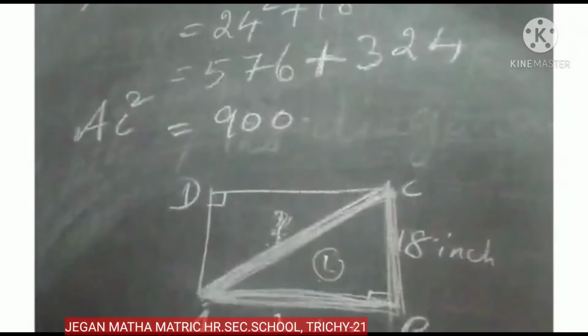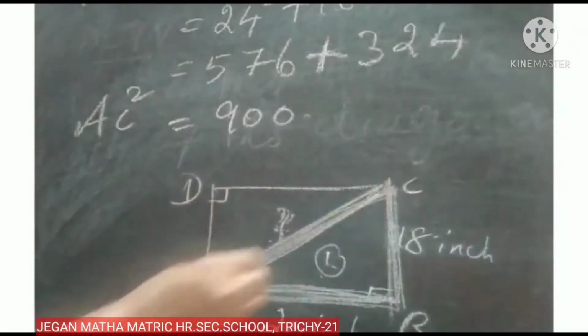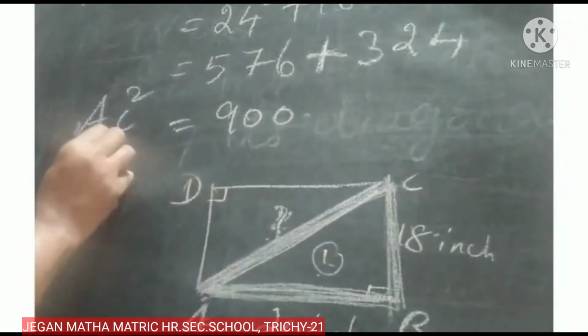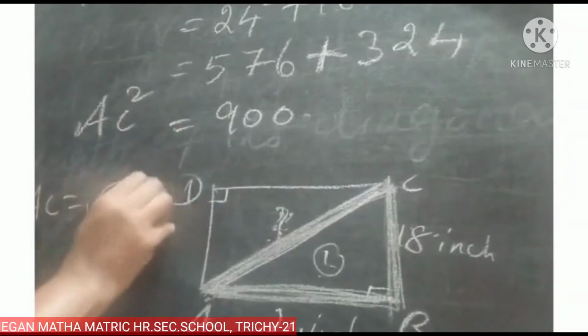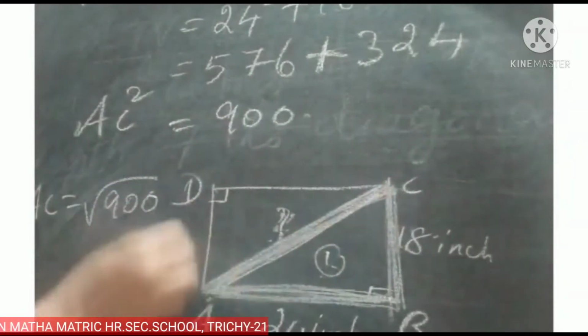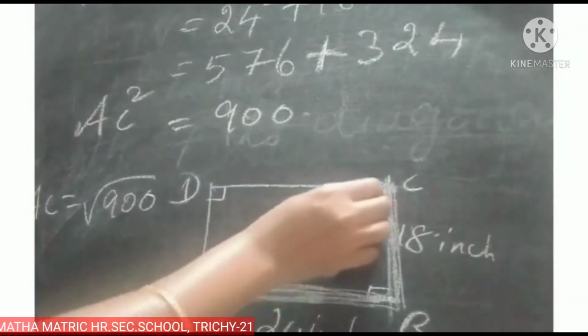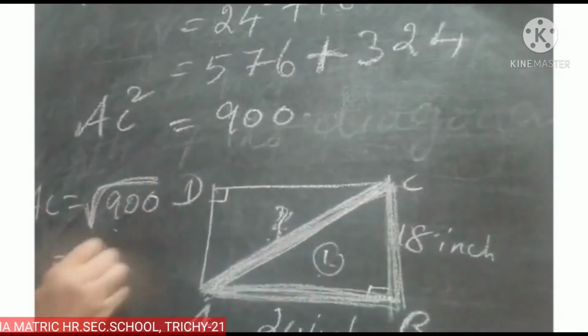But we want the value of AC only, not AC square. So AC equals the square root of 900. The diagonal is what we want to find out. The length of the diagonal is the question. So the square root of 900 is 30.